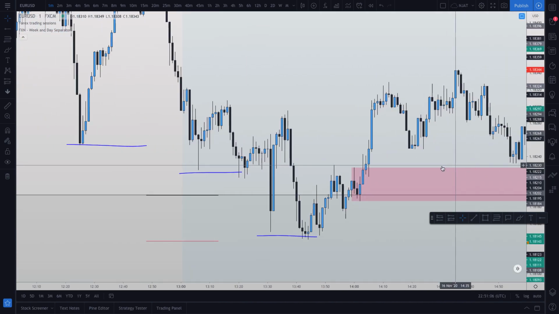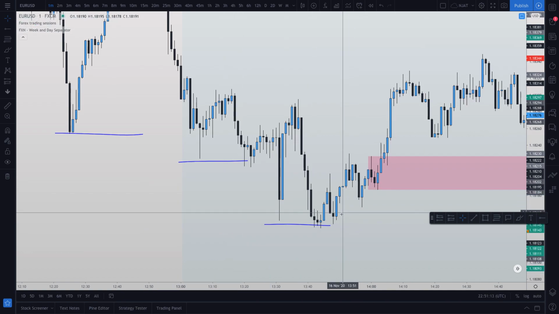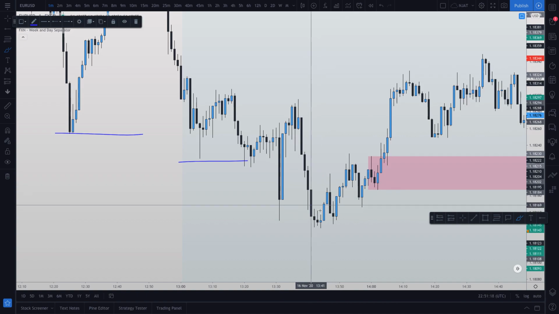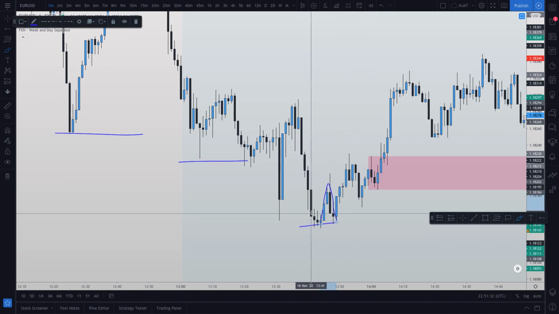So let's get into this now. Let's delete this. We have price coming down, creating this structure and breaking previous highs. Now this isn't your cleanest momentum shift, but what we can see is that we do get a reaction, a mitigation out of this range, another range formed, another mitigation.